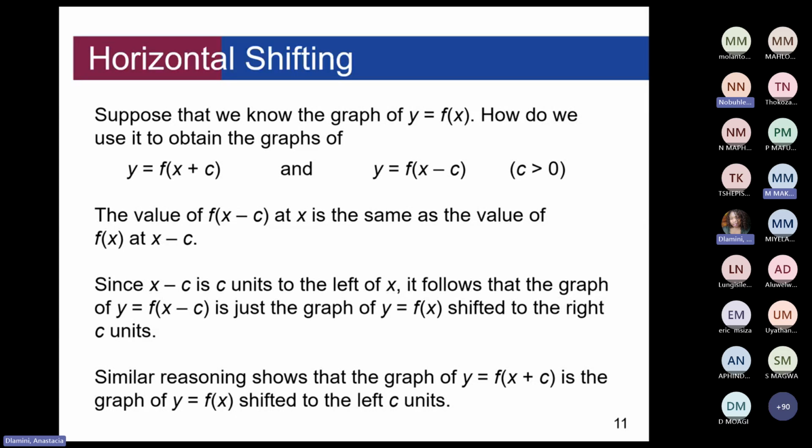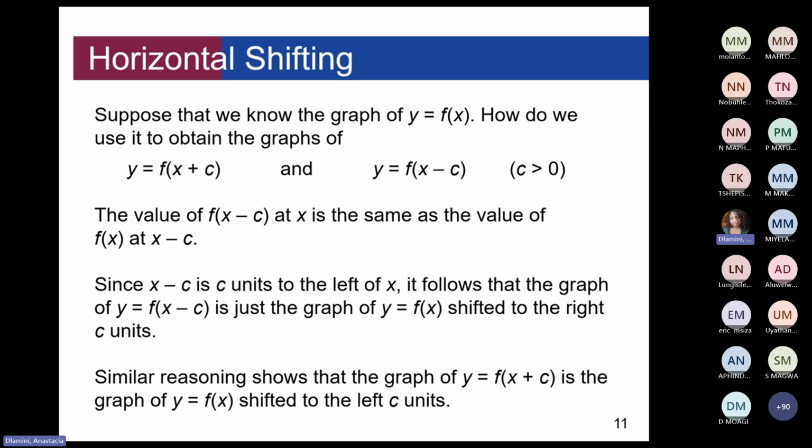So they say, okay, can you please repeat that? Okay, listen. The value of f of x minus c at x is the same as the value of f of x at x minus c. Since x minus c is c units to the left of x, it follows that the graph of f of x minus c is just the graph of f of x shifted to the right.